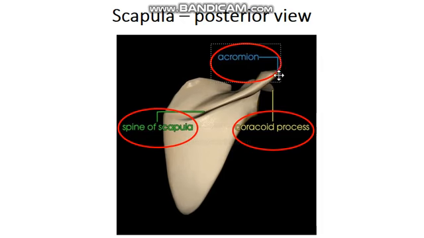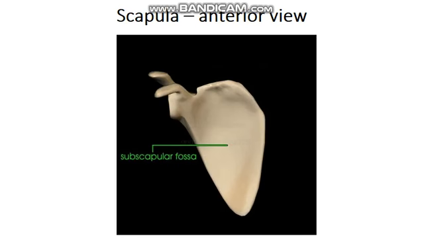This is the acromion process of the scapula, and this one is the coracoid process. You can see here, this is the coracoid process, and this one is known as the spine of the scapula because it is shaped like a spine. The acromion process of the scapula articulates with the lateral end of the clavicle. This whole area is known as the subscapular fossa. Here the subscapularis muscle attaches.